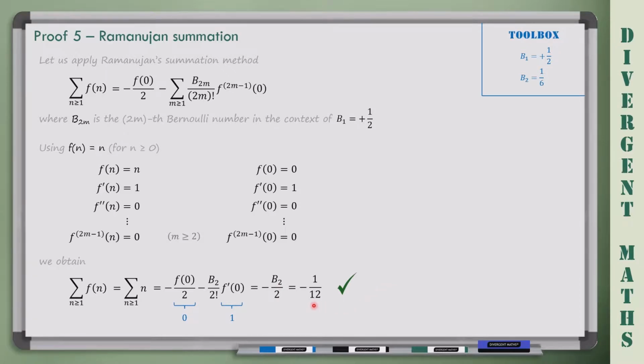It takes us to the correct value of the divergent series, or the sum of the monotonic divergent series of integers, of natural numbers.